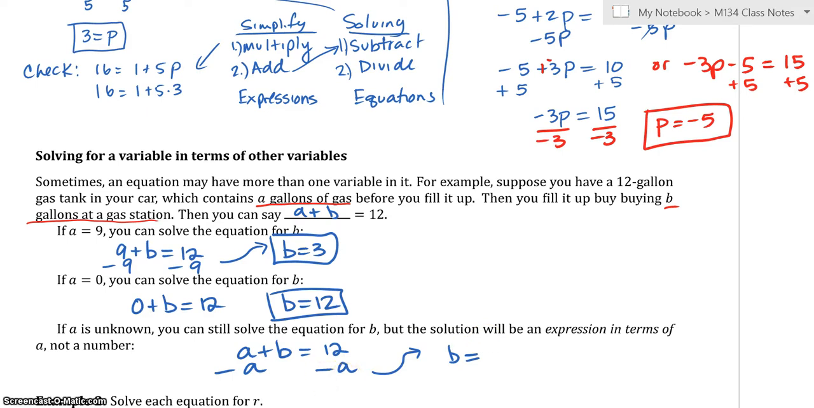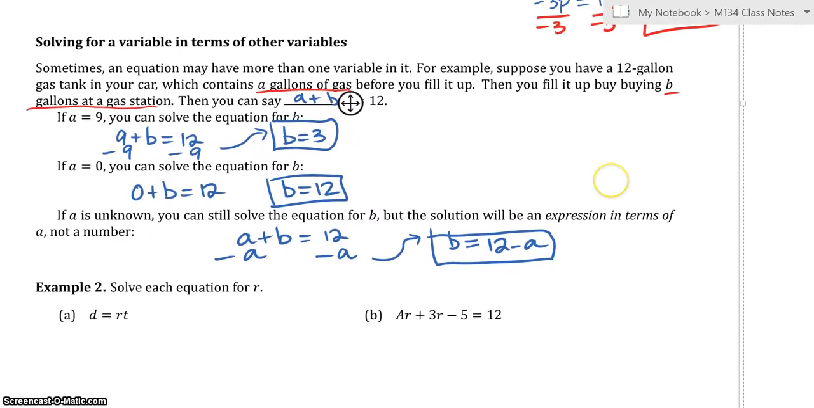The right side, I realize you cannot subtract those. Those are not like terms. So what we do is we just leave it. And notice how this works. If I put a 9 here for the first one, I get 3. If I put a 12 here, I get 0. It does work.